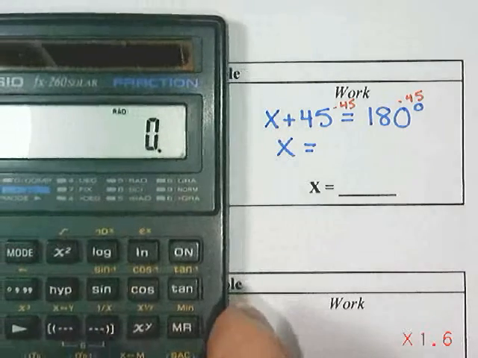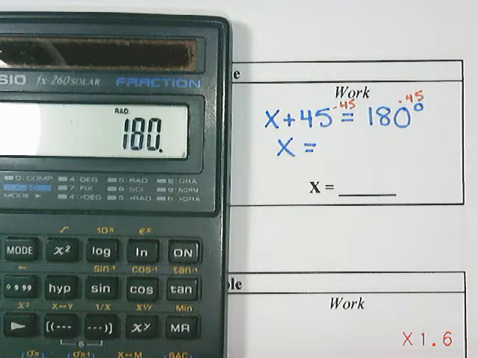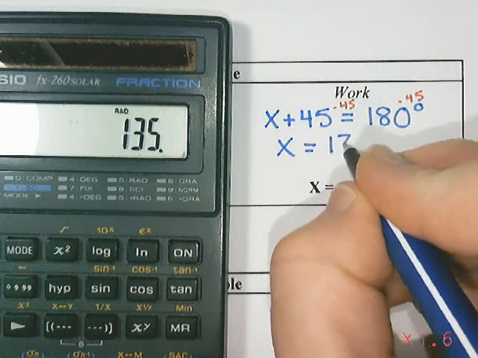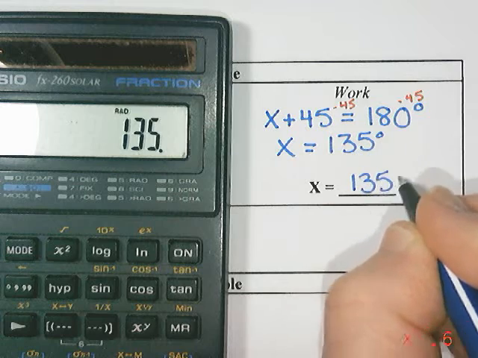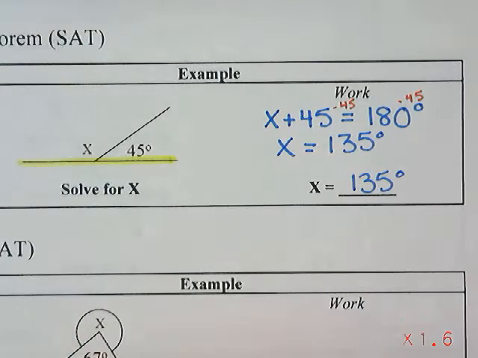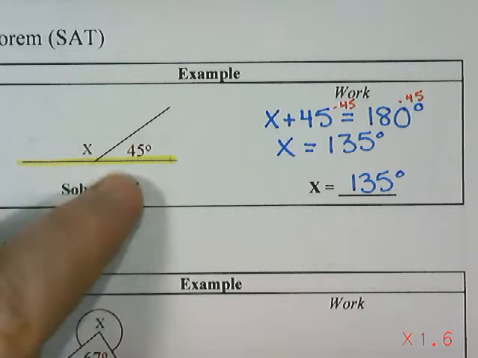And then 180, take away 45, is 135 degrees. All right, that was supplementary angles. They make straight lines.